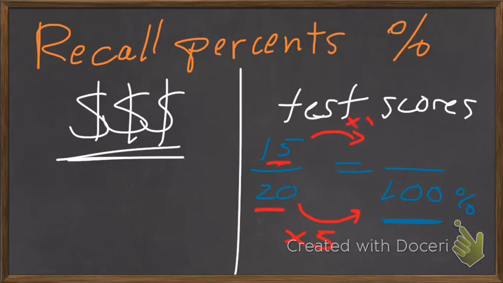So I'm also going to multiply that by 5. 15 times 5 gives us 75. So it's 75%. Good job.